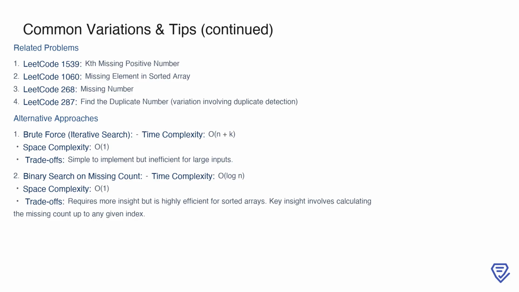Now, in terms of alternative approaches, one option is brute force through an iterative search. This has a time complexity of O(n + k) and a space complexity of O(1). While it's simple to implement, it's not efficient for large arrays. A more efficient solution involves binary search on the missing count, with a time complexity of O(log n) and a space complexity of O(1). This approach requires identifying the missing count up to any given index, which can be a key insight for solving this problem efficiently. The trade-off here is that while binary search is faster, it requires a deeper understanding of the array structure and the logic behind missing numbers.